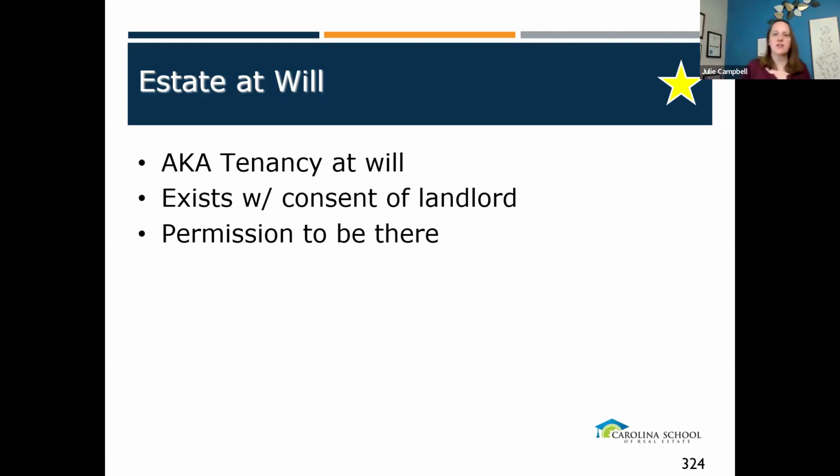The difference between an estate at will and a periodic tenancy is that with an estate at will, no prior notice is required. Either one of us could end it at any time. I don't have to give you 30 days or whatever. So we keep going until one of us says it's over. And just like that, it's over. You have permission to be there until you're told otherwise.